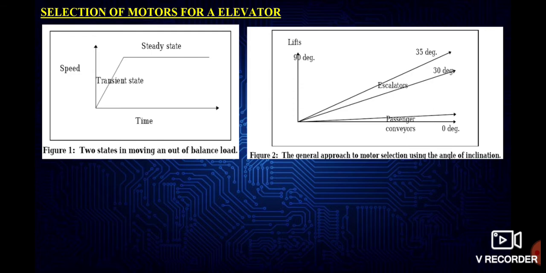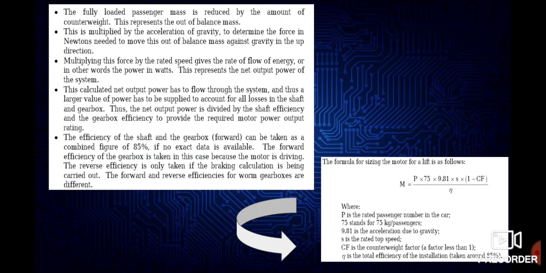So this is basically the figure for a speed versus time graph, and for figure 2 the general approach is given as per the lift versus conveyor graph. The passenger versus escalator degrees have been divided. So the escalator for each passenger has a degree of 30 to 35 degrees inclination. Next, for the fully loaded passenger, the mass is reduced by the amount of counterweight.